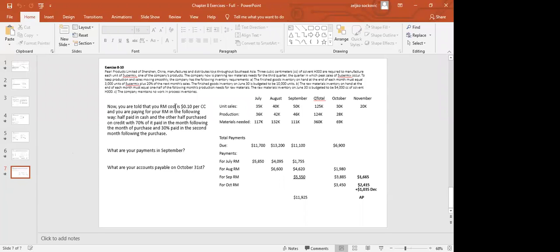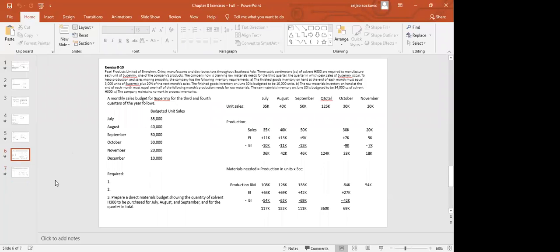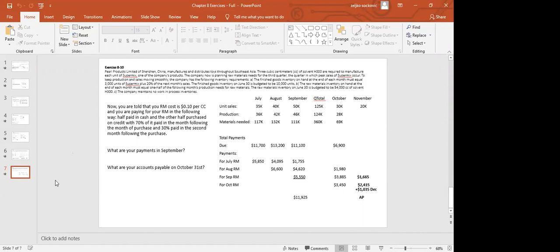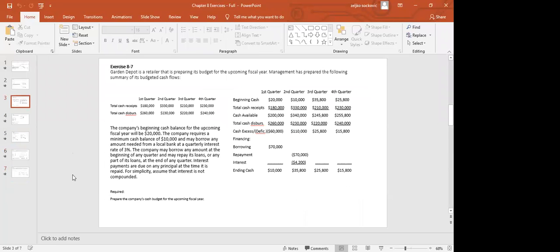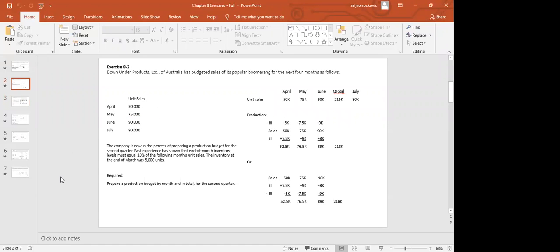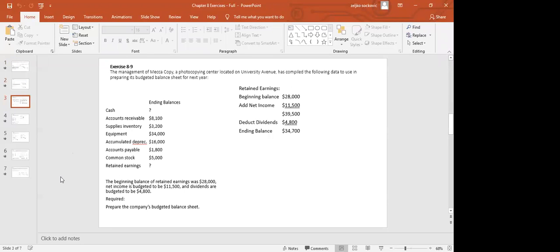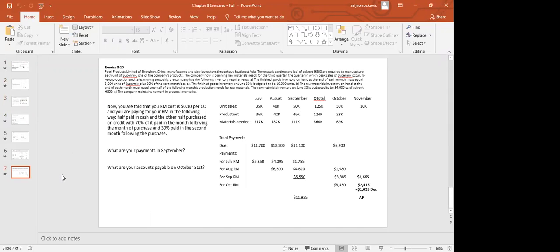Now you are told that your cost is 10 cents per unit and you're paying in the following way, half paid in cash. I think this might be my addition to the problem. These are the payments for your materials. It might still be part of the problem because we didn't do any cash payments here, actually. These are collections, production budget. This is just production budget in units. But these are the actual payments now.